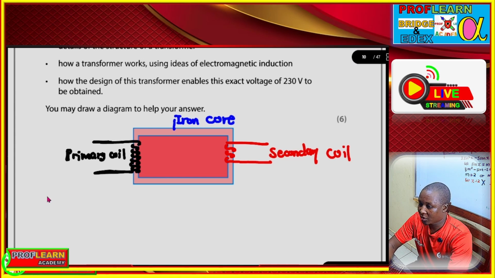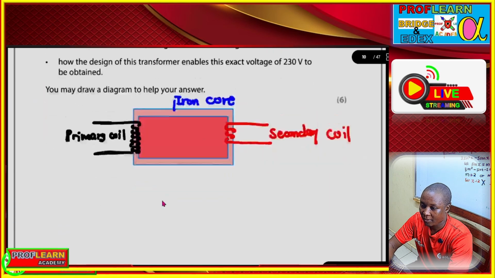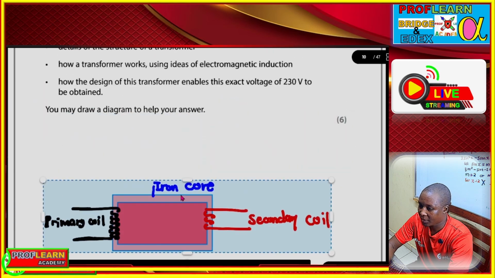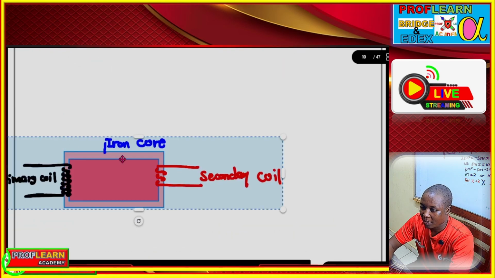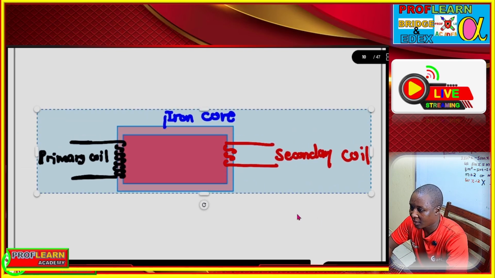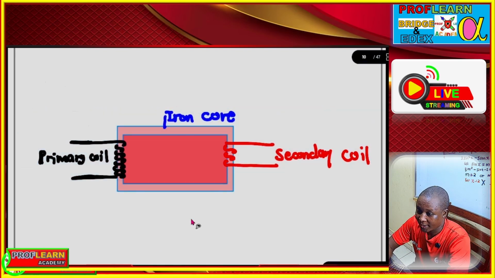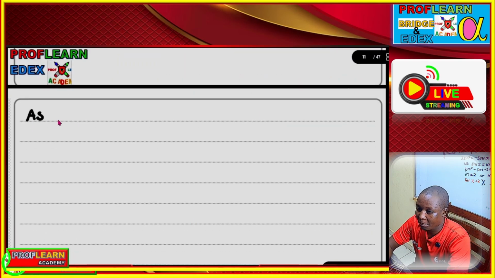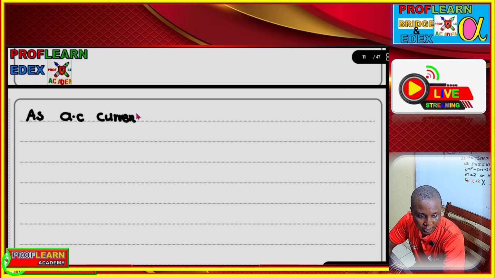Further, let me move this a little bit down so that we can start writing how it works. A step down transformer, like any other transformer, works with alternating current.